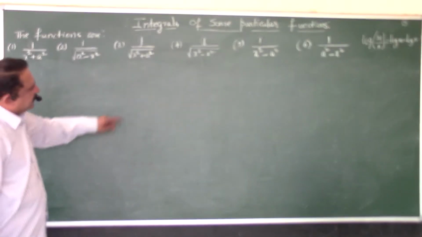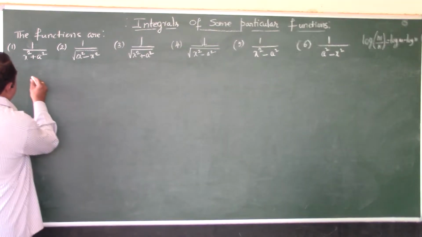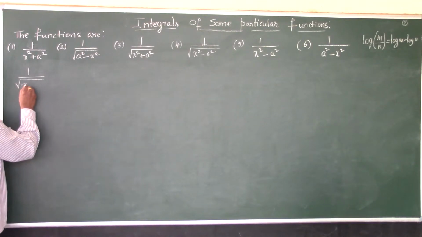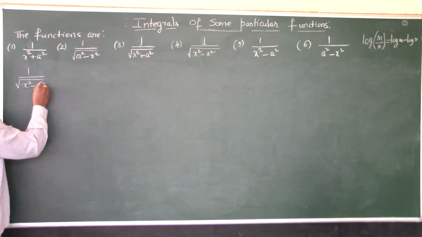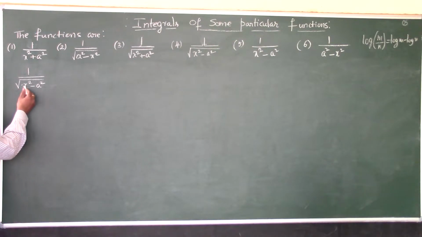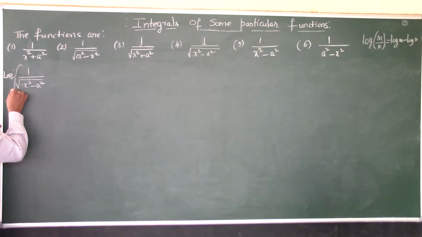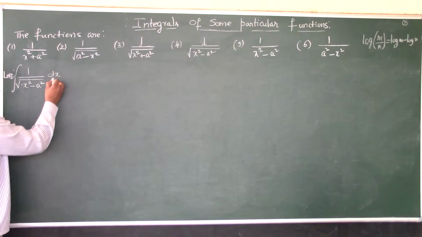Okay, now let's take up the integration of the fourth function, which is 1 over square root of x square minus a square. This is a very standard function. The numerator is always 1. The denominator is variable square minus a constant. Now let's write it as, let I be equal to integral 1 by root of x square minus a square into dx.